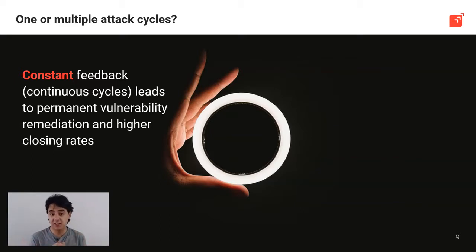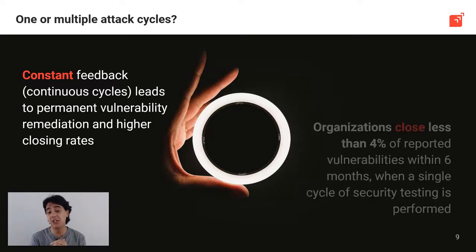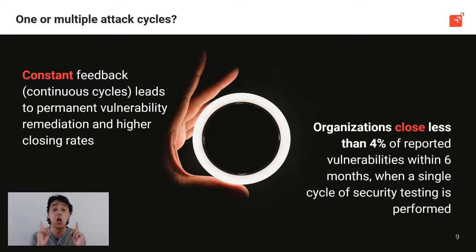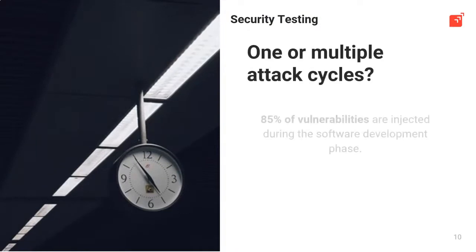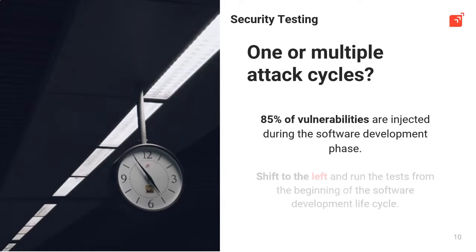In our statistics, when a single cycle of security testing is performed, organizations close less than 4% of the reported vulnerabilities in 6 months. In other words, organizations end up living with the risk. 85% of vulnerabilities are injected during the software development phase. Our recommendation is to shift to the left and perform the tests from the beginning of the software development lifecycle.